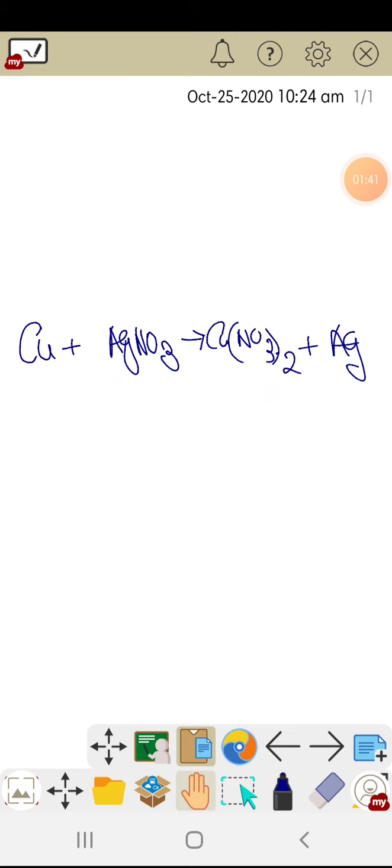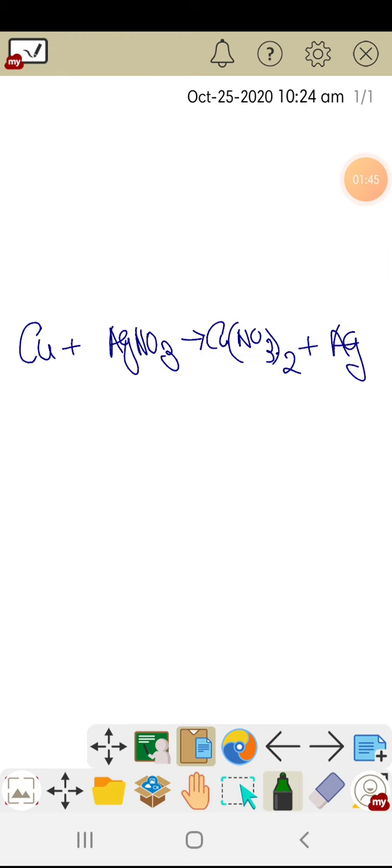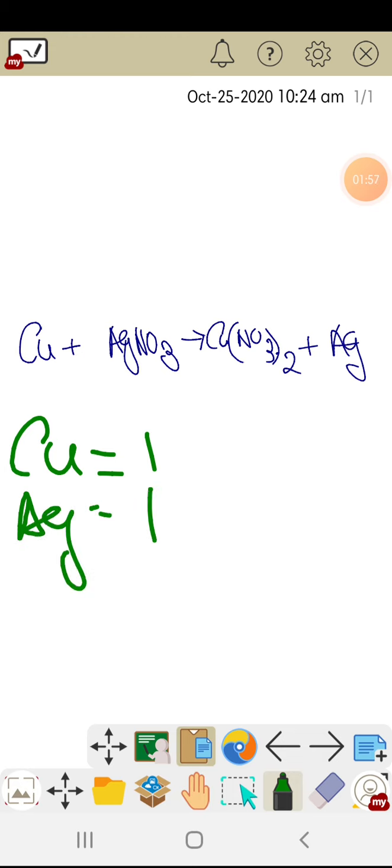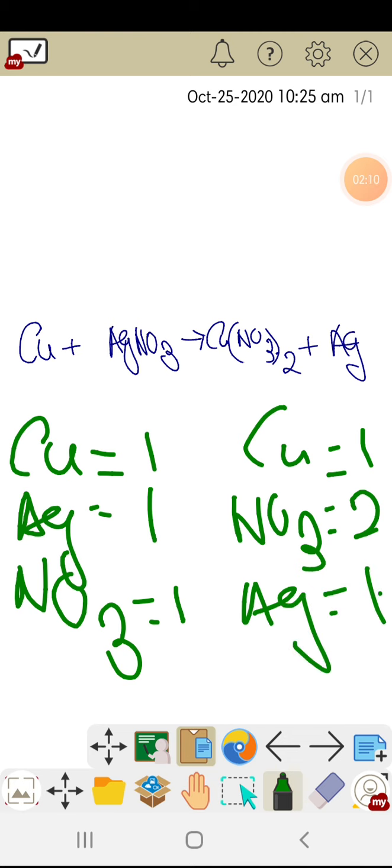Okay, fine. So see, what to do in this case: as I had already told you, you have to make a chart with LHS and RHS. On the LHS, Cu is 1, Ag is 1, and NO3 is 1. On the RHS, Cu is 1, NO3 is 2 and Ag is 1. This NO3 is 1 and this NO3 is 2.